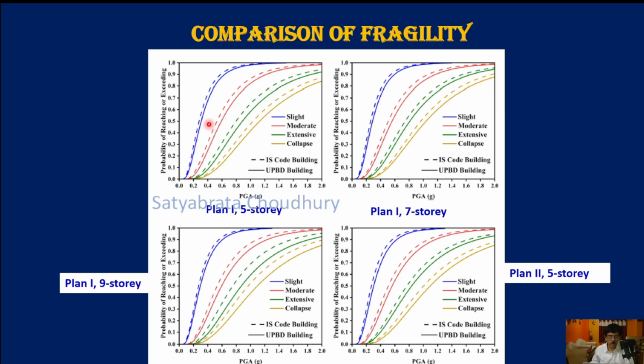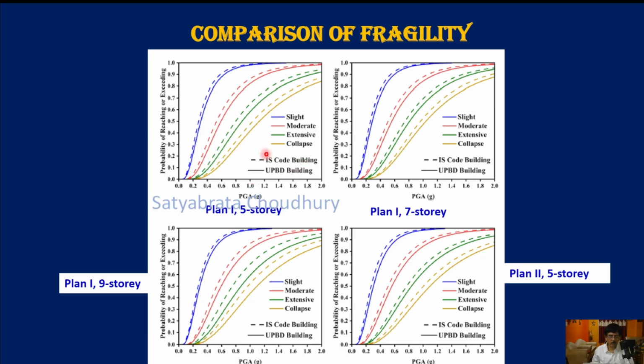Now the curves are shown in different colors. Blue is for slight damage, moderate damage is red, green is extensive damage, and collapse is the yellowish last curve. The PGA value for collapse is highest, extensive is slightly lower than that, moderate is lower than that, and slight damage takes place even at lower PGA. The dotted lines are for IS code buildings and firm lines are for UPBD buildings.